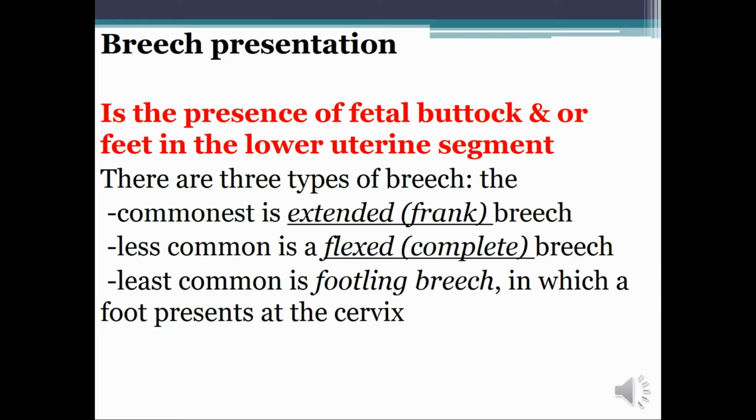There are three types of breech. The commonest is extended or frank breech. The less common is flexed complete breech. And the least common is foot-length breech, in which a foot presents at the cervix.